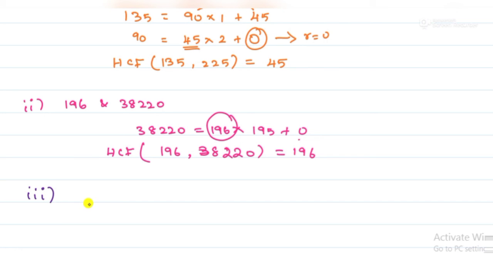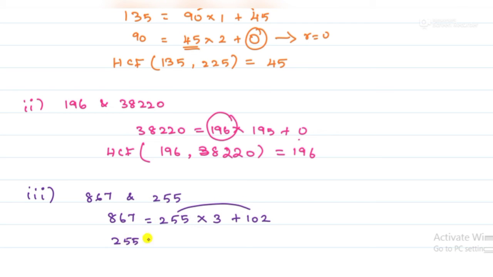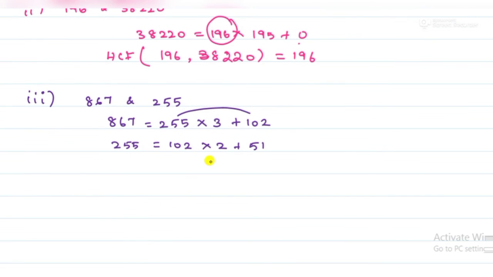The question is 867 and 255. So 867 is equal to 255 into 3, when we multiply 3 times, and adding a remainder 102. Now do the process once again. 255 is equal to 102 into 2 plus 51. Now do it once again. 102 can be written as 51 into 2 plus 0.